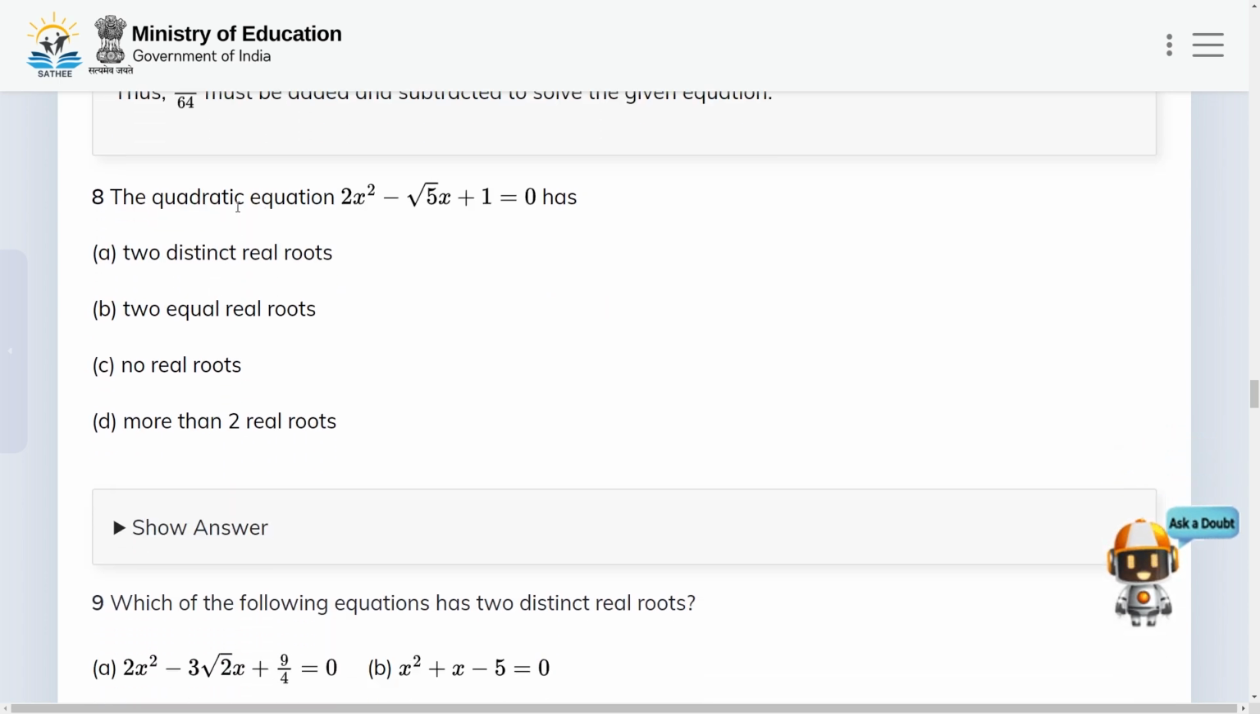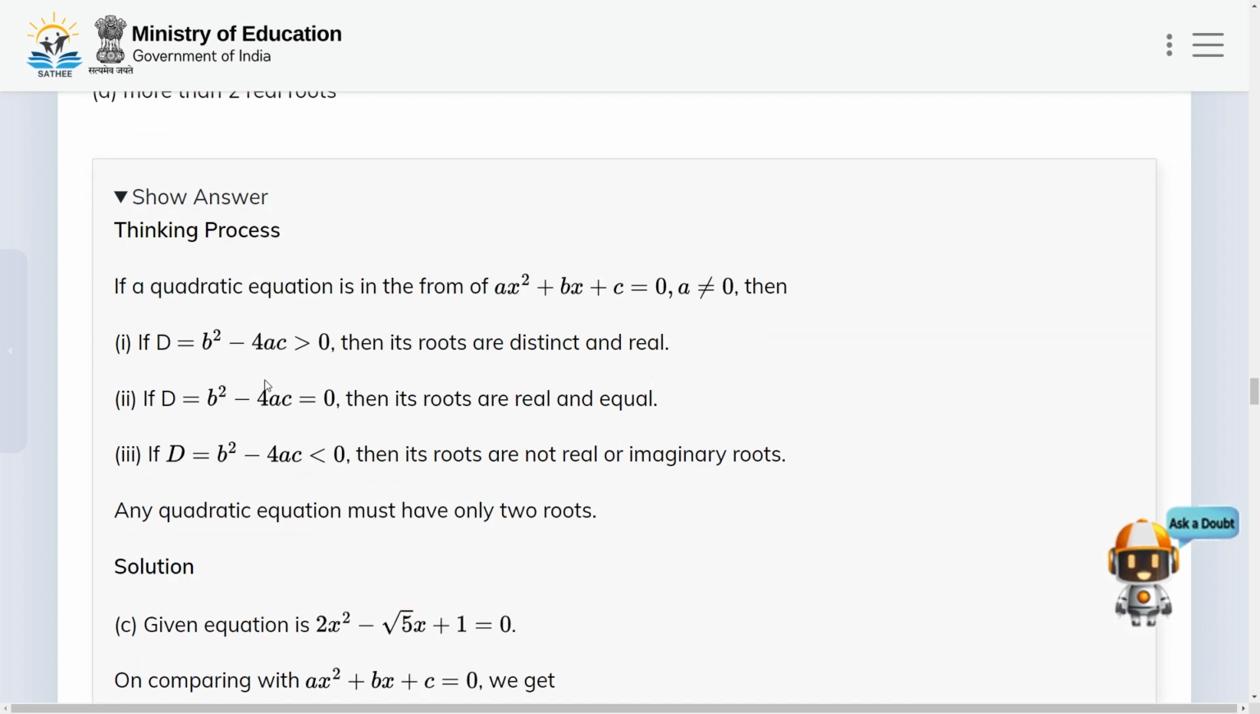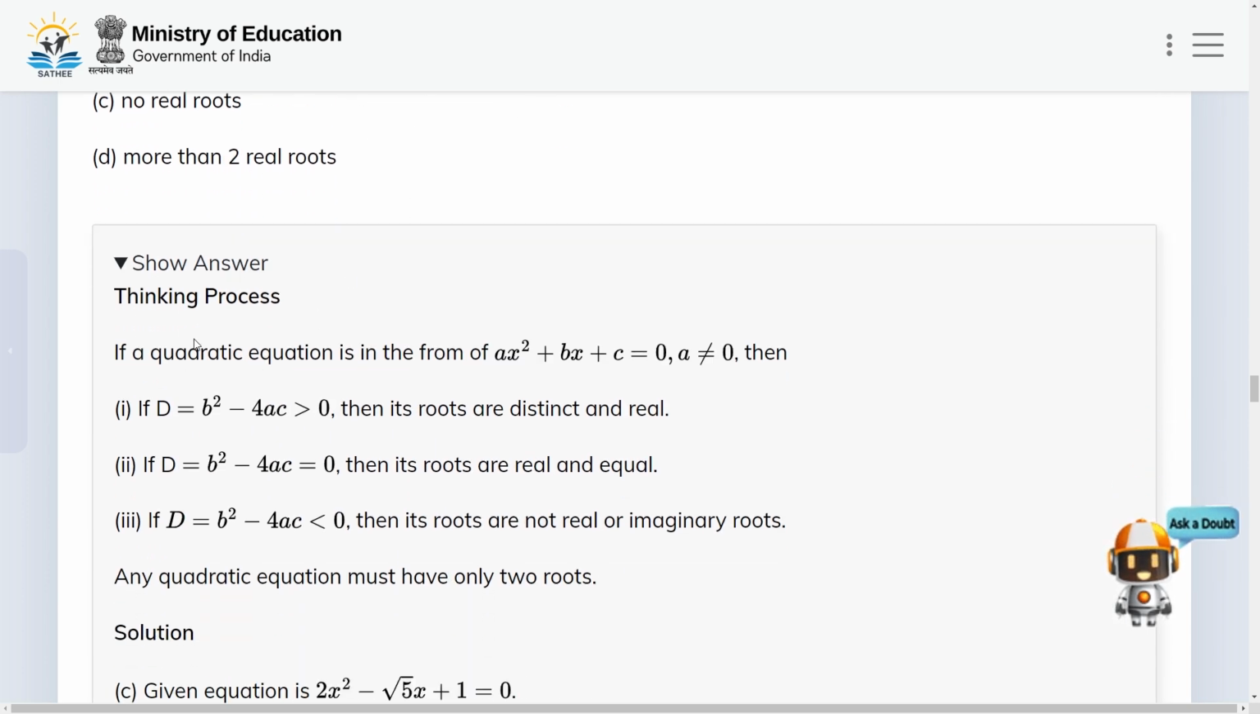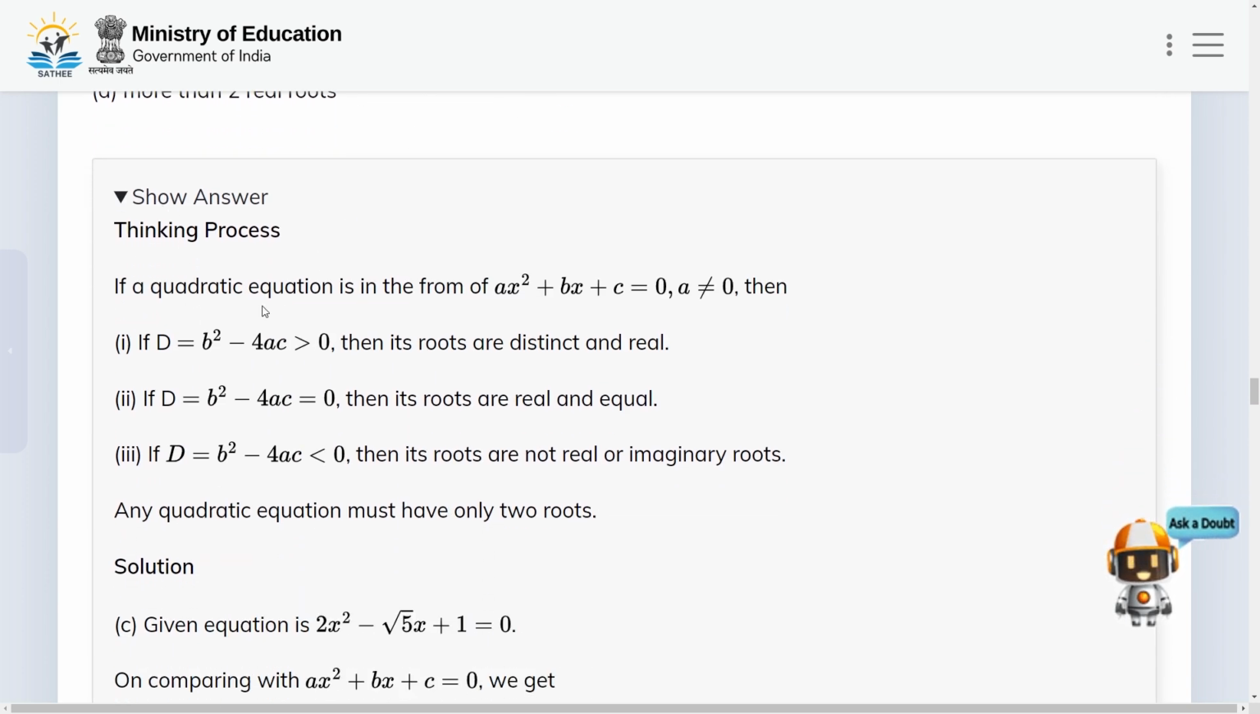So in question number 8 we have this quadratic equation, and we have to find which type of roots the quadratic equation has. Okay, so let us check. We have been given this quadratic equation, and we can think like this. If a quadratic equation is in the form ax square plus bx plus c is equal to 0, where a is not equal to 0, then if D is b square minus 4ac, and D is greater than 0, then its roots are distinct and real.